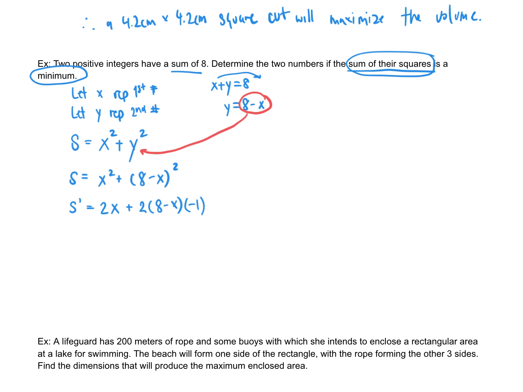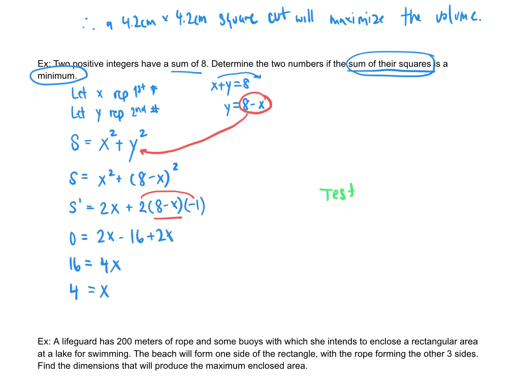And now I'm going to clean this derivative while also setting it equal to 0. So we have 2x, and then here 2 times -1 is -2. So I'm distributing -2 into 8 minus x. So -2 times 8, -2 times -x. Okay, so now I'll bring the -16 over. I have 4x equals 16, so x equals 4. That's my critical point. So I know I'm going to use that in my test.